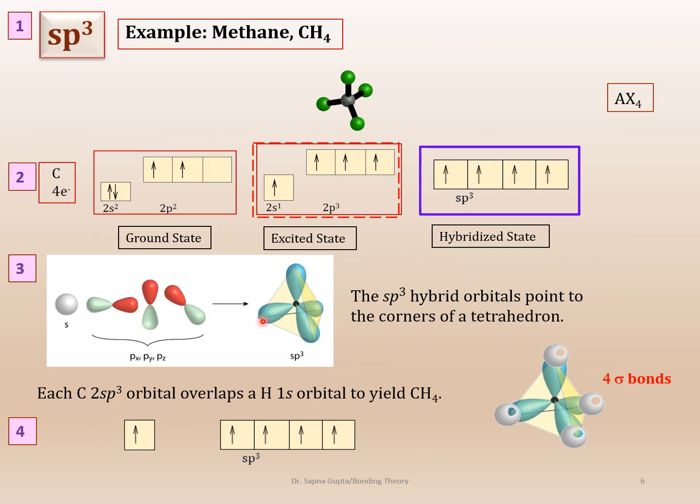So here is the busy slide. Okay, so here you can see there's lots of stuff going on. So 1, 2, 3, 4. Okay, as I've explained in my previous slide. So you can read that when you get time. But here I am telling you this. So we're dealing with sp3 first. Okay, so remember sp3 is 1 s orbital and 3 p orbitals. Example we're going to take is methane. Methane looks like this. Methane has a formula of AX4.